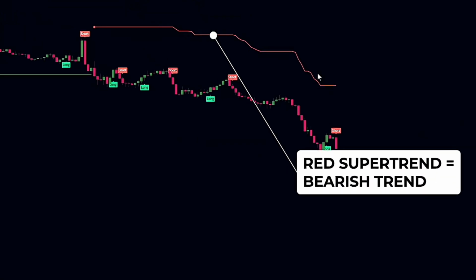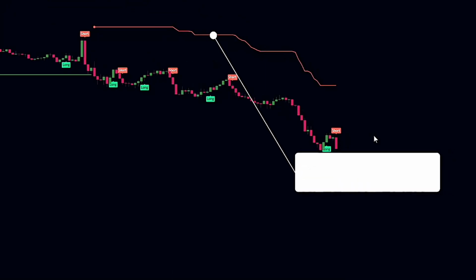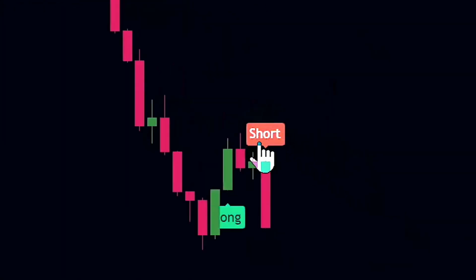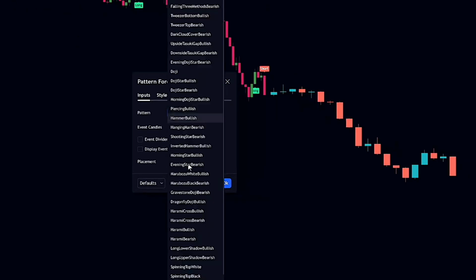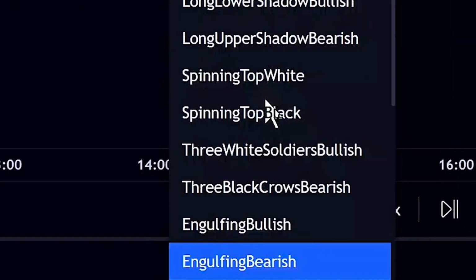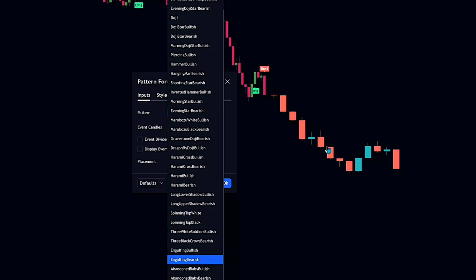First, the super trend indicator should be red and the price should be below it, indicating a bearish trend. Second, the twin range filter prints a sell signal. This becomes our potential entry candle. For confirmation, we'll activate the pattern forecast indicator again and ensure the bearish engulfing pattern is selected. This is the price prediction for the trade.